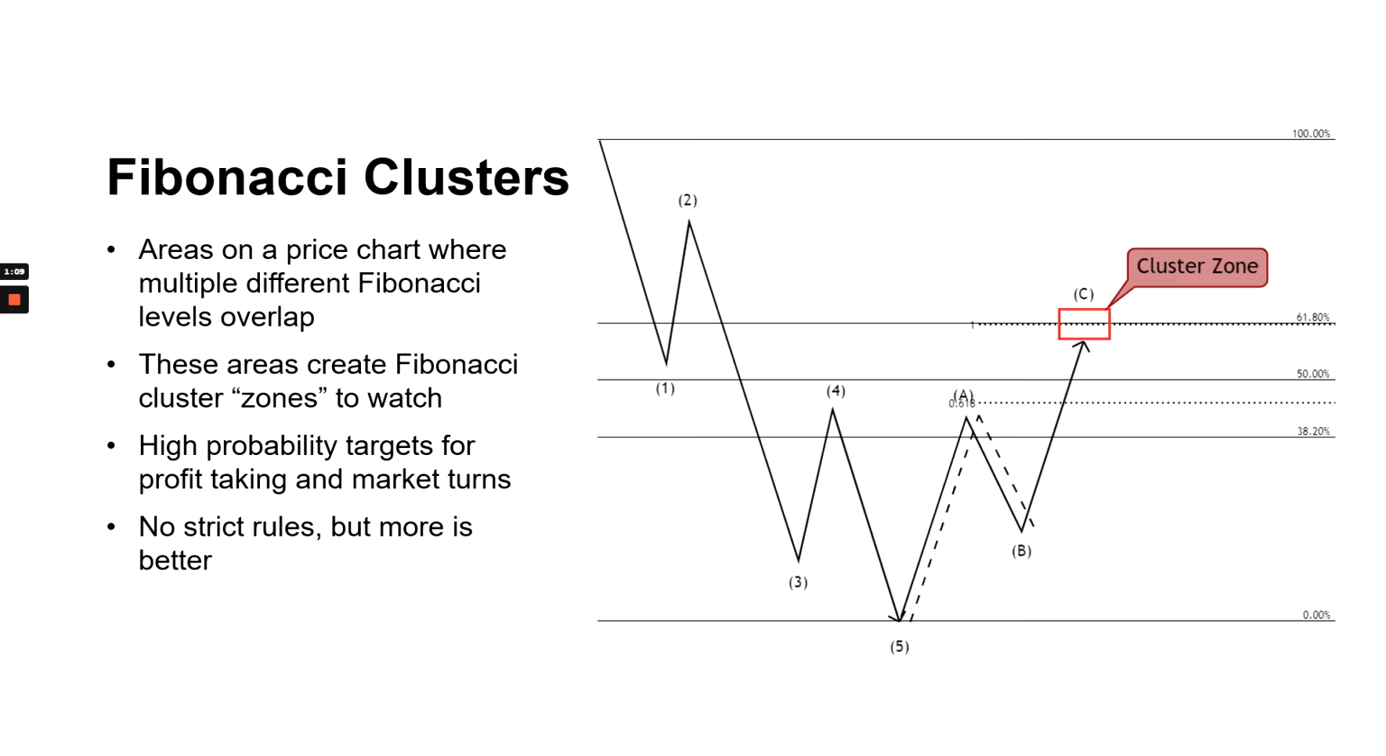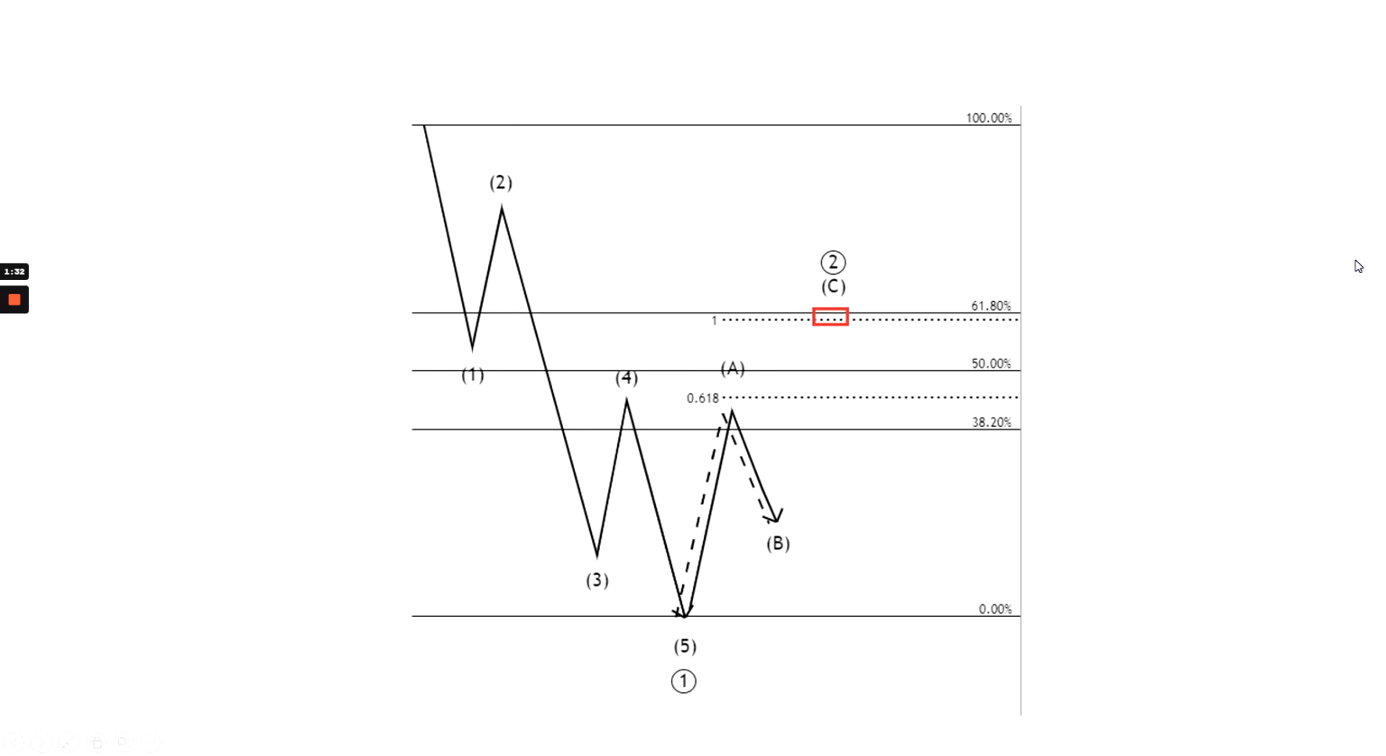Now, there are no strict rules as far as how much overlap or exactly how close the levels need to be to be considered a proper Fibonacci cluster zone. It's up to the analyst to decide. But of course, the more levels that overlap, the better. So the easiest way to demonstrate this is to look at some examples.